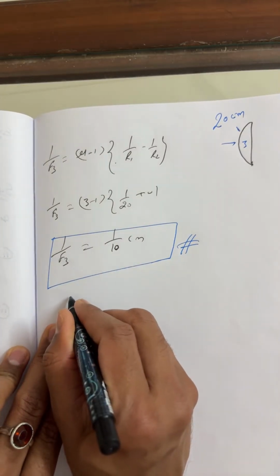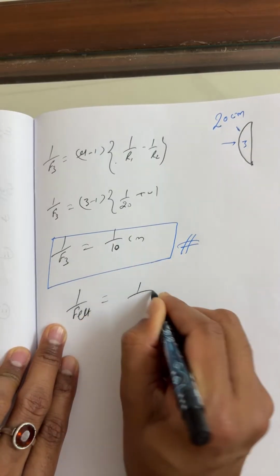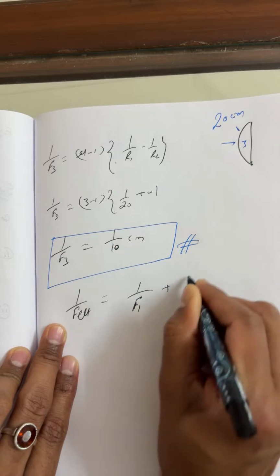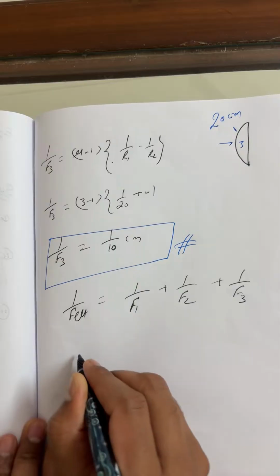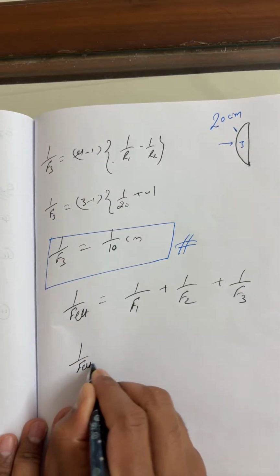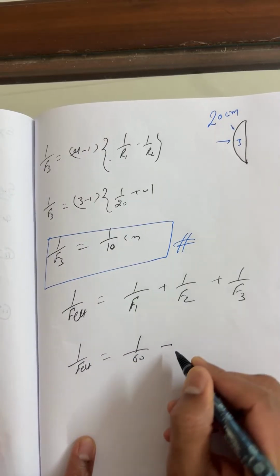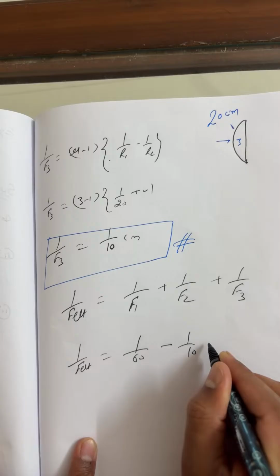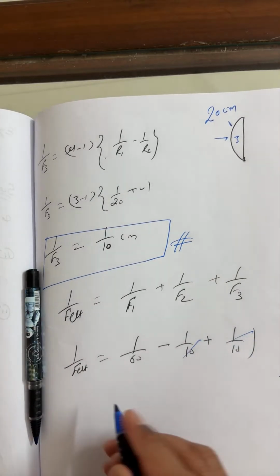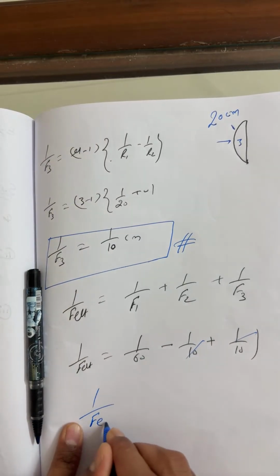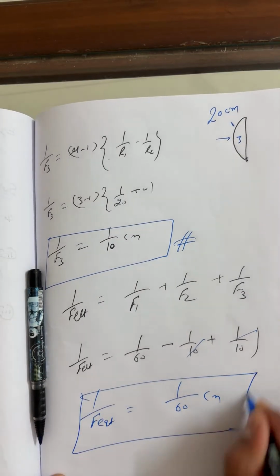So I can see here we have to find F equivalent. For F equivalent, you can write 1 by F1 plus 1 by F2 plus 1 by F3. So for 1 by F equivalent: 1 by F1, how much? 1 by 60. 1 by F2, minus 1 by 10, plus 1 by 10 here. So this cancels only. 1 by F equivalent is 1 upon 60 centimeter.